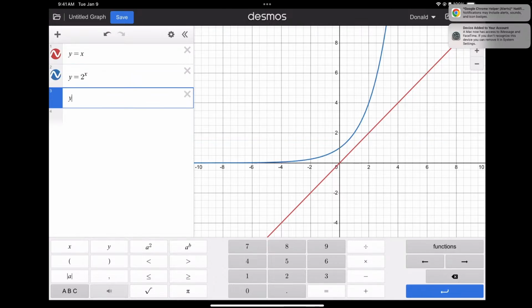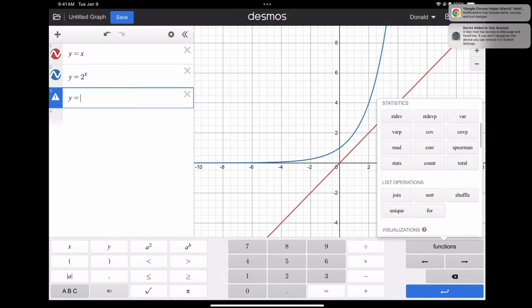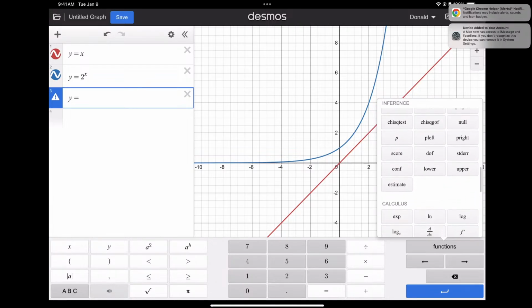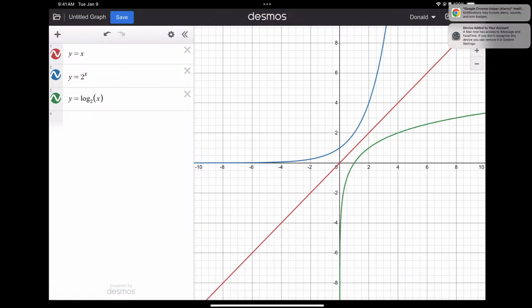And y equal to the logarithm function. Do you guys see logarithm? Yes, log base 2 of x. And it looks like this.